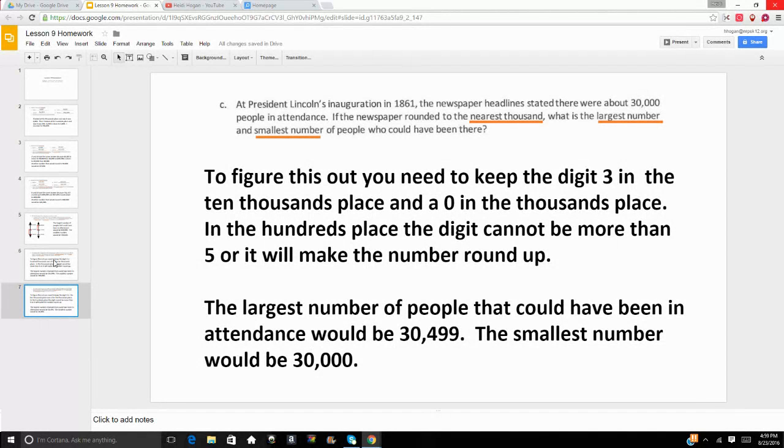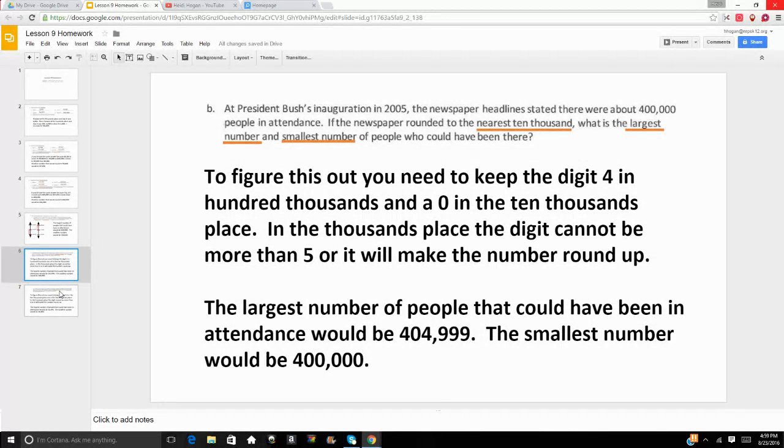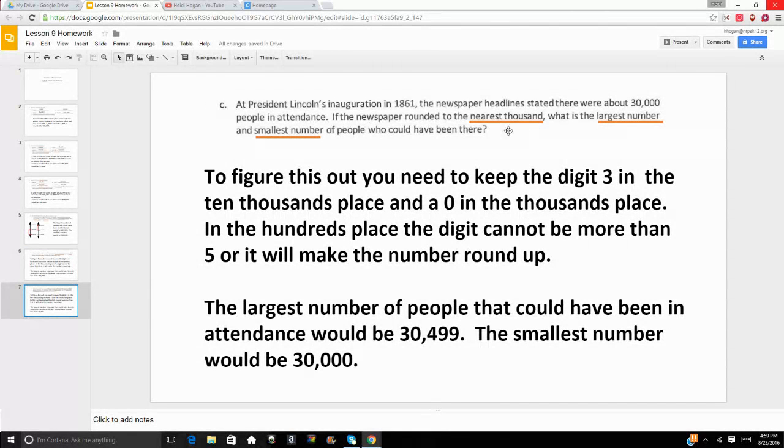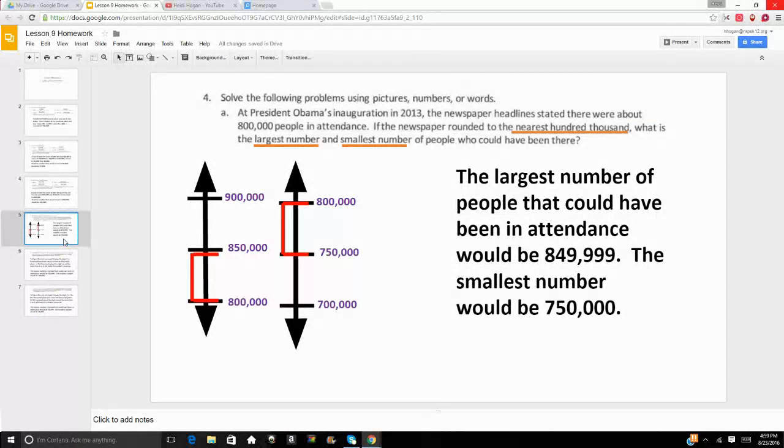So these two are similar, but I think it's tricky that for the 400,000, it was to the 10,000s place, and for 30,000, it was to the thousands place. That's a little tricky thinking. So those are the word problems that they give. Number 4, A, B, and C are stretching you and seeing how you do. So they're much higher level thinking, and if you don't get them, that's okay.